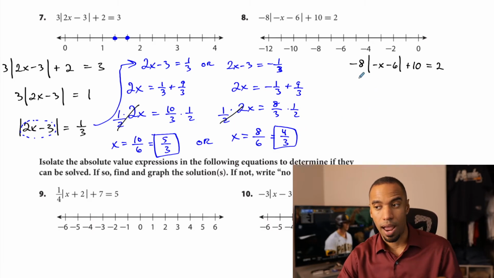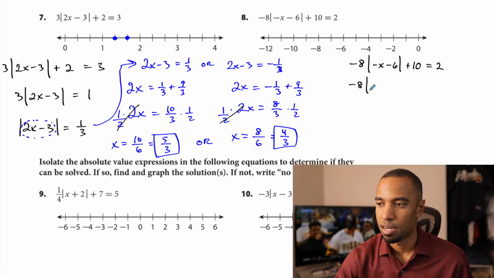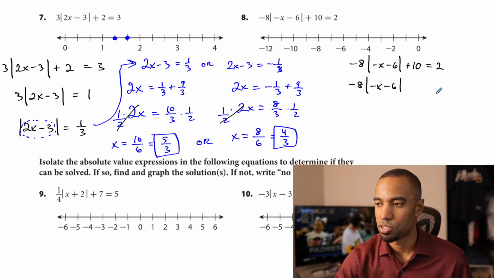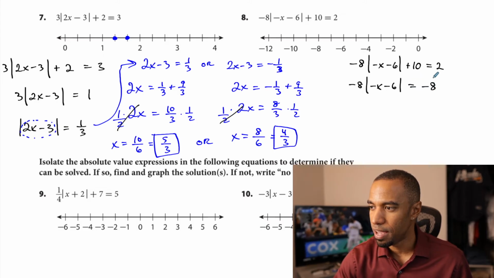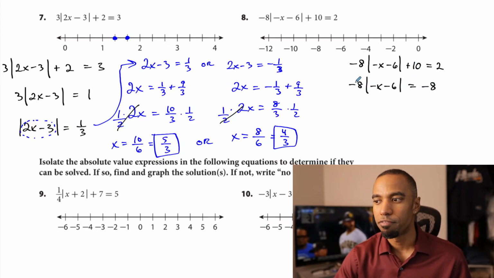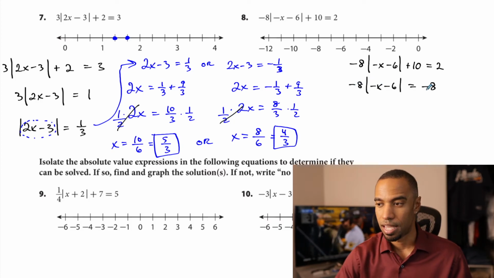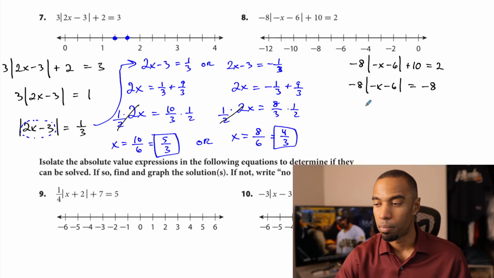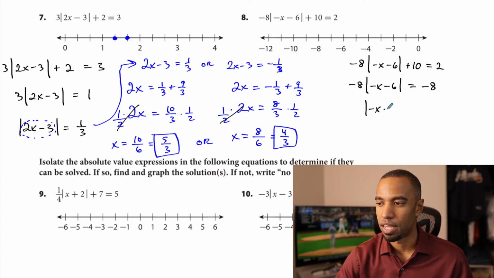We are going to subtract 10 from both sides. -8 times the absolute value of -x minus 6 equals -8. Subtract 10, subtract 10. And then I'll divide both sides by -8. -8 over -8 is positive 1. So the absolute value of -x minus 6 equals 1.